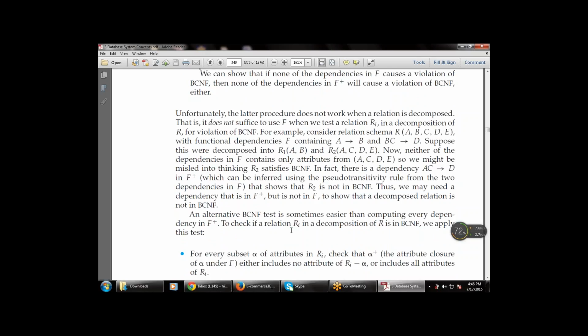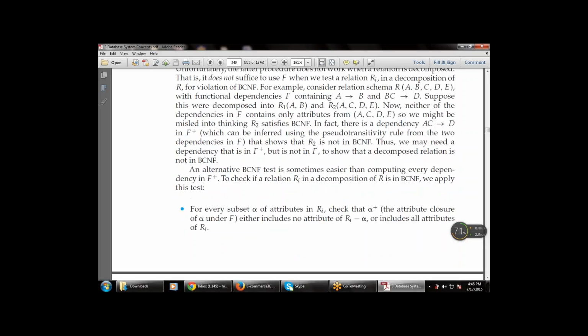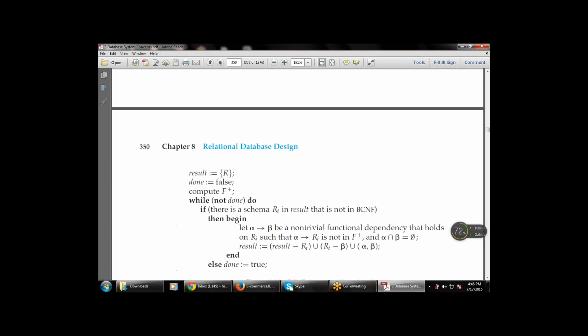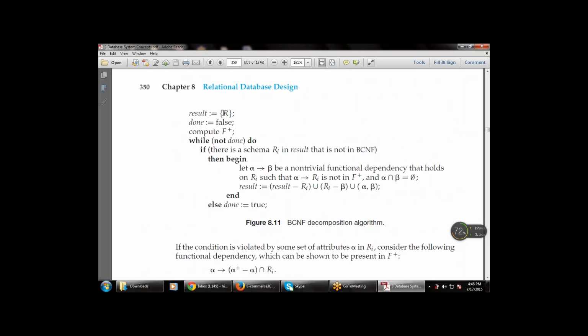So what is the alternative test that is easier for computing purposes? That is every dependency in F plus. To check if a relation Ri in the decomposition of R is in BCNF or not, we check the rule that is used. For every subset alpha of attributes in Ri, check that alpha plus either includes no attributes of Ri minus alpha or includes all attributes of Ri. So this is the result that is given.